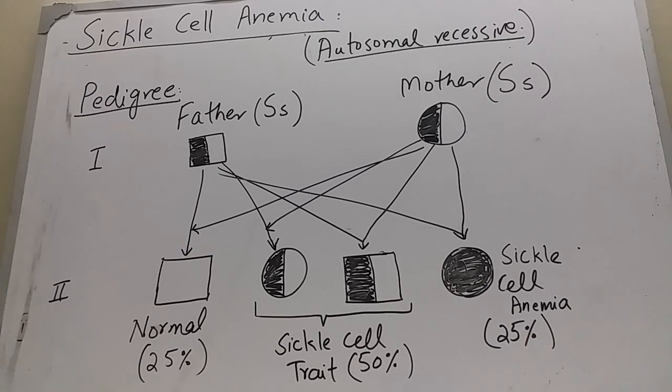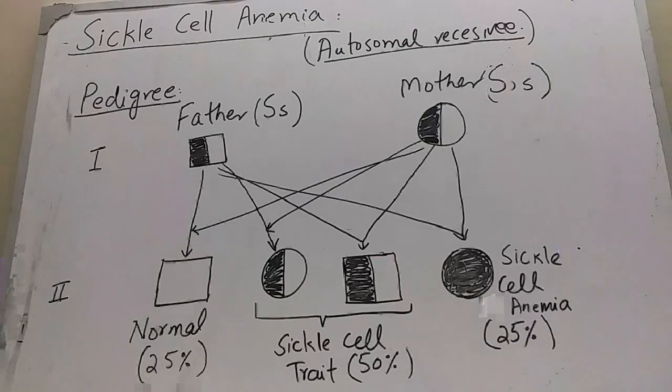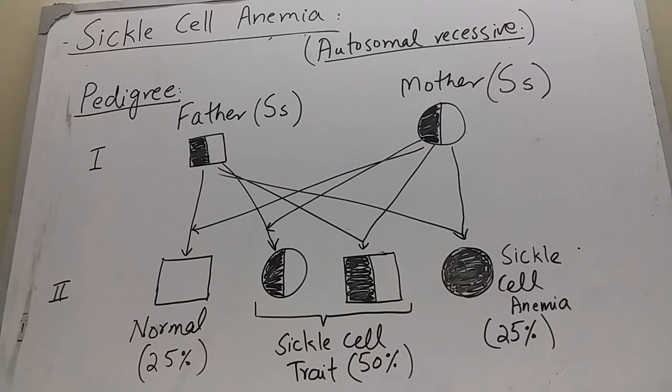And so if we study this case, in the second generation we have shown 4 offspring. The first offspring is the son, and he is normal. The square box is unshaded, and it shows that it's a normal child. So there is a 25% chance the child will be normal. And next are a daughter and a son. The daughter is shown by a half shaded circle, and the son is shown by a half shaded square.